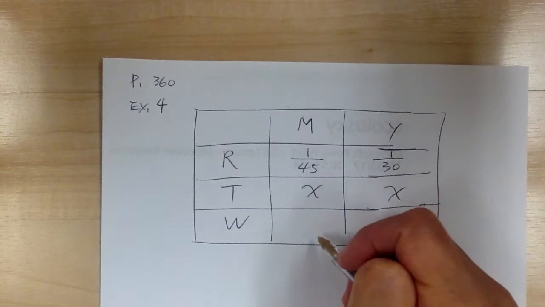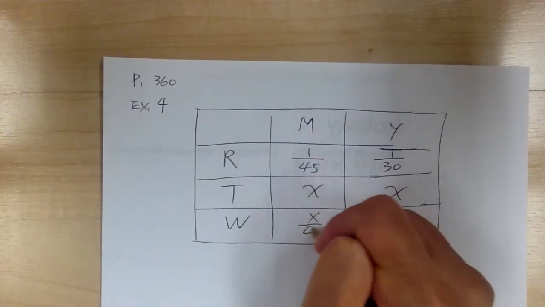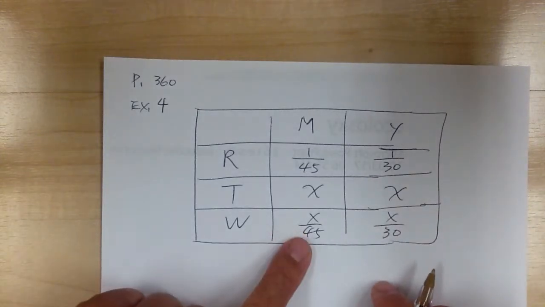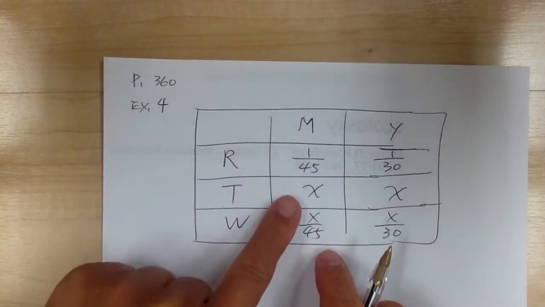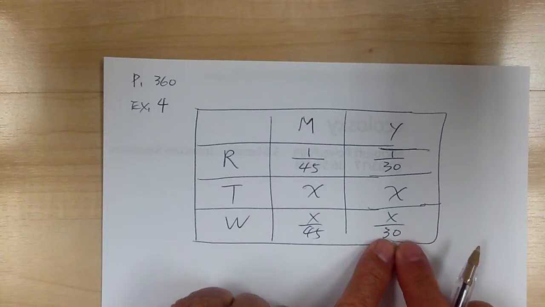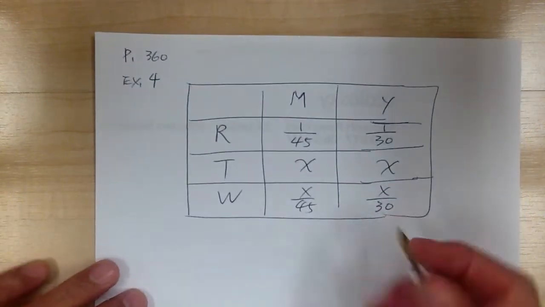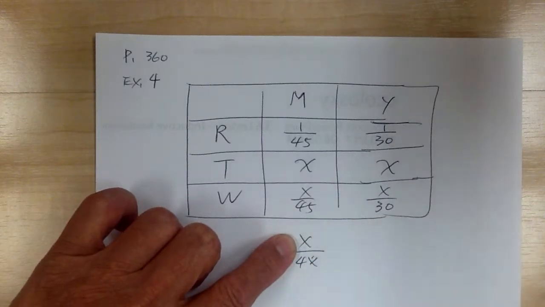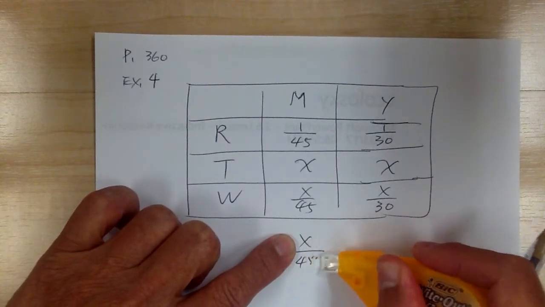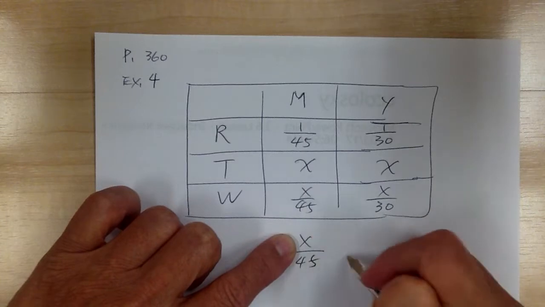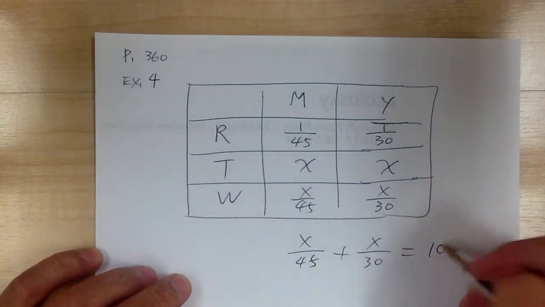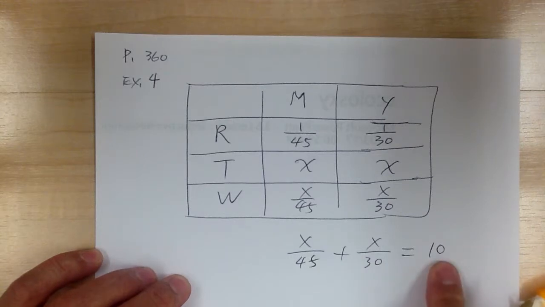So this would be x over 45. This would be x over 30. That's how much can be done by Mary in this amount of time, and this is how much can be done by Yuki in this amount of time. So when they work together, the amount of work by Mary plus the amount of work done by Yuki will equal 10 cars. If you're going to wash 10 cars, then you have to equal 10.